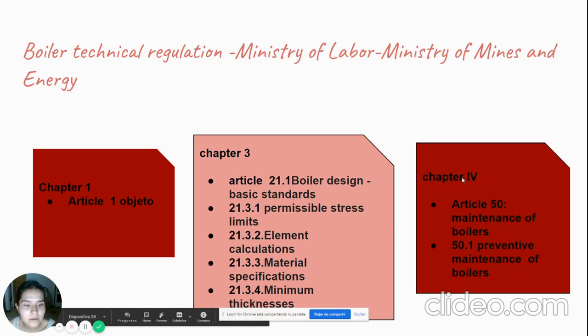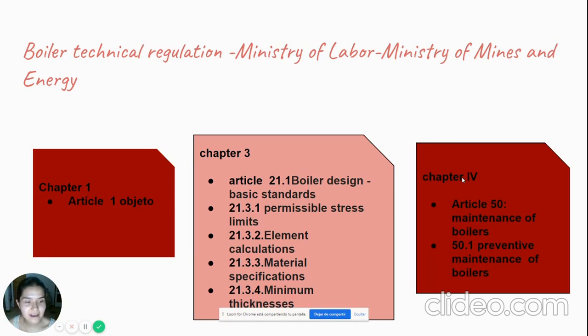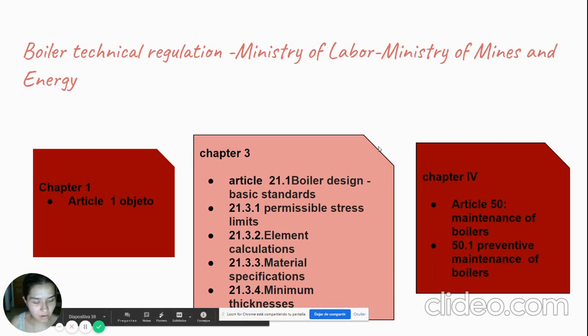And chapter 4, boiler operation and maintenance, we have two articles. Article 50 maintenance of boilers, and 5.1 preventive maintenance of boilers. In these articles, we can talk about the temperature, outlet of the boiler, and the level of water.